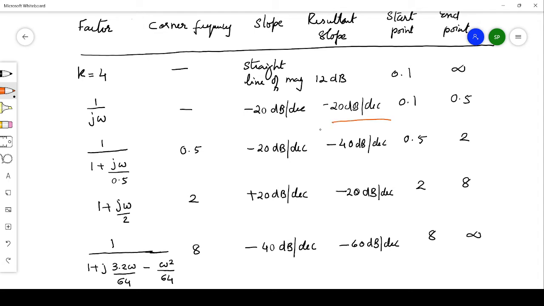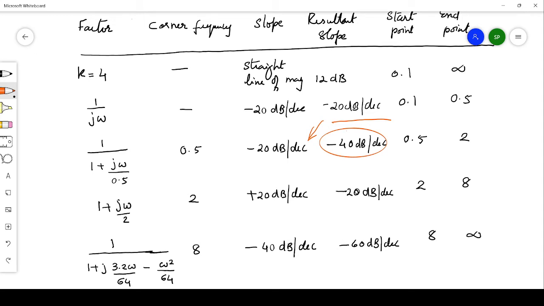So this slope will get added with this one. So minus 20 plus minus 20 will be our resultant slope, that is minus 40 dB per decade we are getting. Now our start point, as we know, is at the corner frequency 0.5, and it should end at the next corner frequency. Next corner frequency, you check from the table, corresponding to the next factor, what is the corner frequency? So it is 2. So it should end at 2, because at 2 the slope should change.